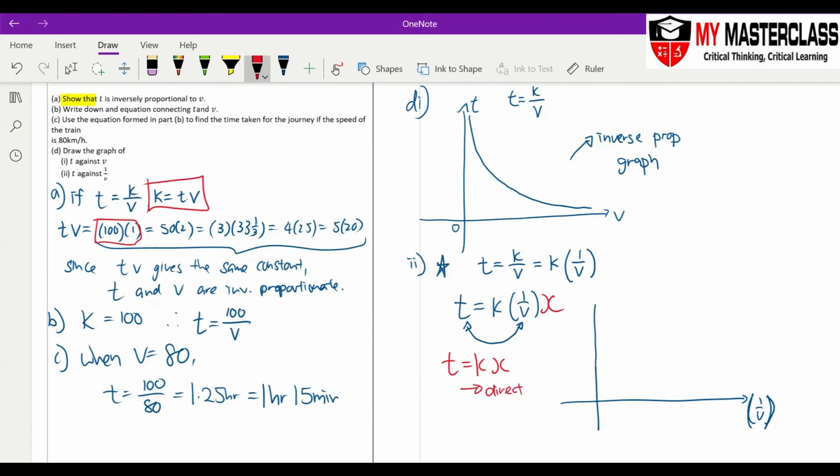Which means for this guy, what is their relationship? Their relationship is direct. Understand how the graph changes when you change your axis? So you see this is T, yeah? All right. So in this case, because they are direct proportion, the line should be a straight line going upwards. I repeat again, T is inversely proportionate to V. So when you draw T against V, it must be the inverse proportionate graph. But when the question asks you to draw T against 1 over V, you pull the 1 over V out here. So imagine the 1 over V is like an X. If T is equal to KX, the relationship is directly proportionate. That's why when you draw the graph, it is a straight line that is going up.